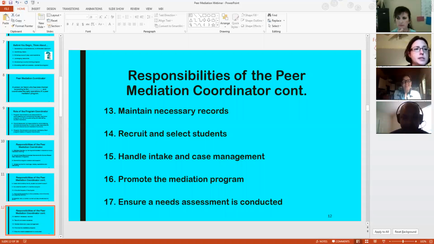So again, the responsibility, you want to be able to maintain your necessary records. What I ask my peer mediation coordinators at the end of the year, going back to my standards, is how many hours of training did your students have? In what areas were your students trained? What aspects of communication skills, and the mediation process? How many mediations were referred? Then how many were mediated? And then how many came to an agreement?